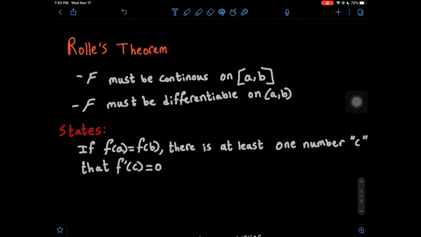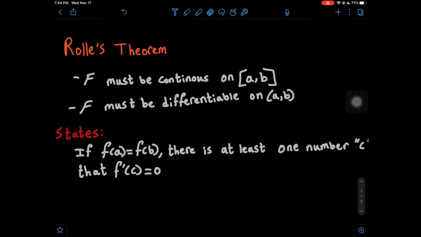In today's video, we'll be going through Rolle's theorem. Rolle's theorem has three main criteria. Those include that f must be continuous on the closed interval a comma b, f must be differentiable on the open interval a comma b, and it states that if f of a equals f of b, then there's at least one number c such that f prime of c equals 0.